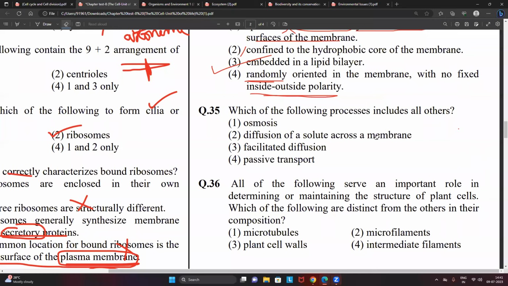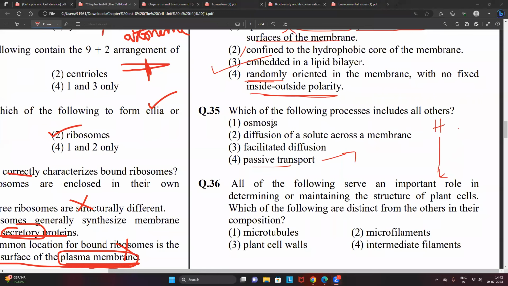Which of the following processes include all others? That's a good question. Obviously, passive transport. Passive transport means what? Movement of the substances from higher concentration to the lower concentration. Correct, na? This is called diffusion.